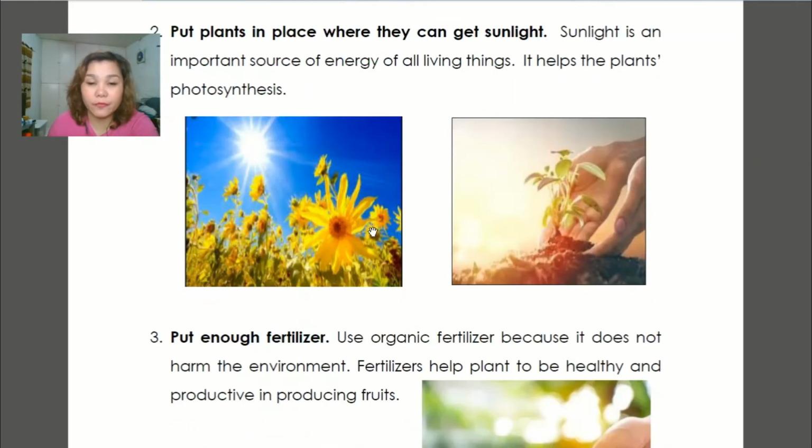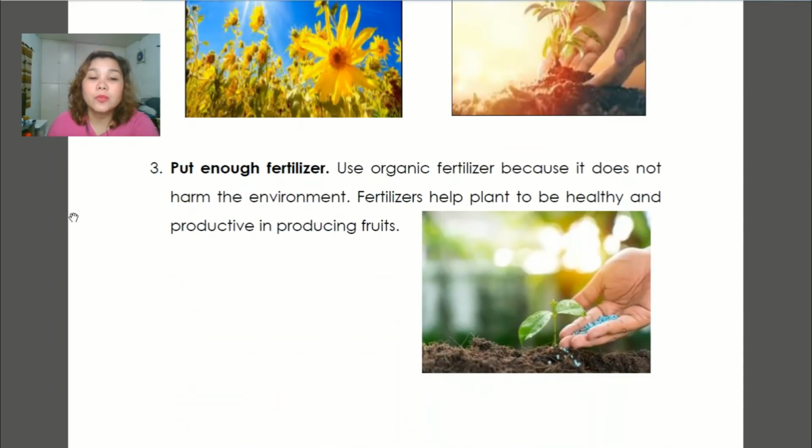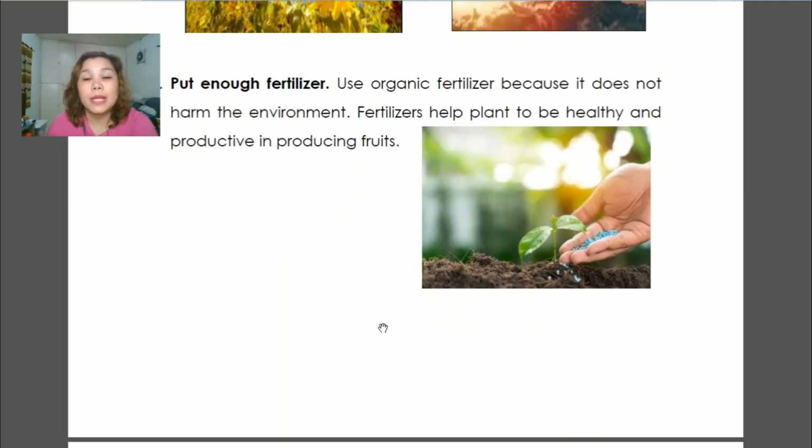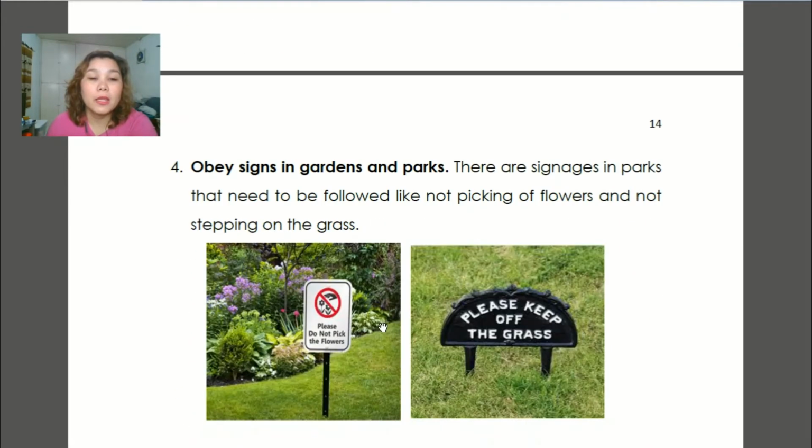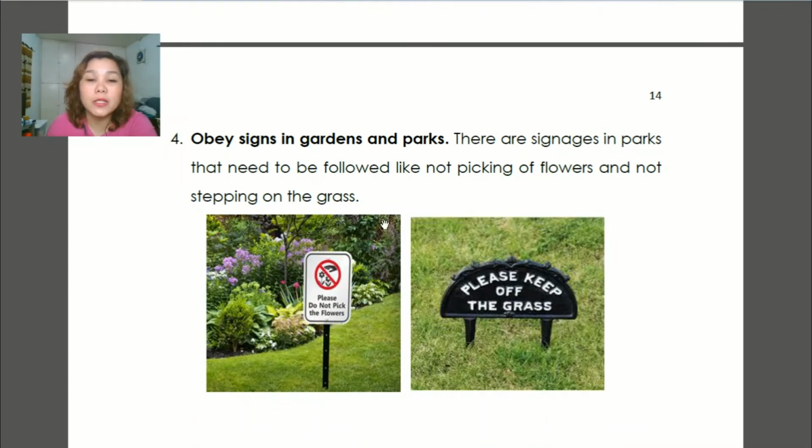Number three, put enough fertilizer. Use organic fertilizer because it does not harm the environment. Fertilizers help plants to be healthy and productive in producing fruits. Fertilizers make the soil rich in nutrients. When it is absorbed by the roots, good nutrients are absorbed and used by the plant. And then number four, obey signs in gardens and parks.